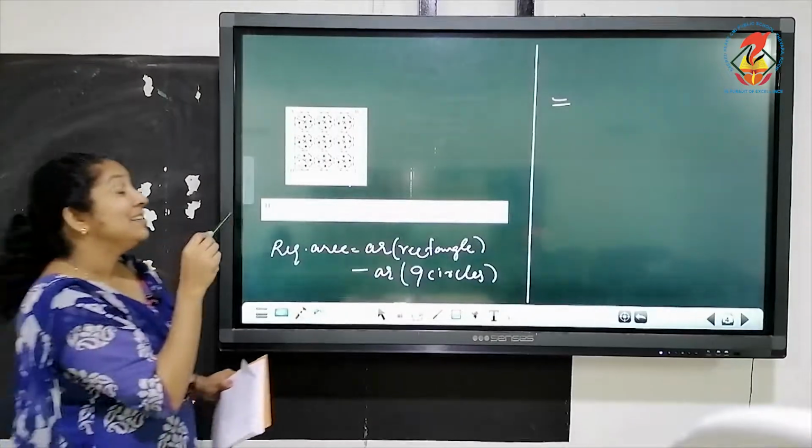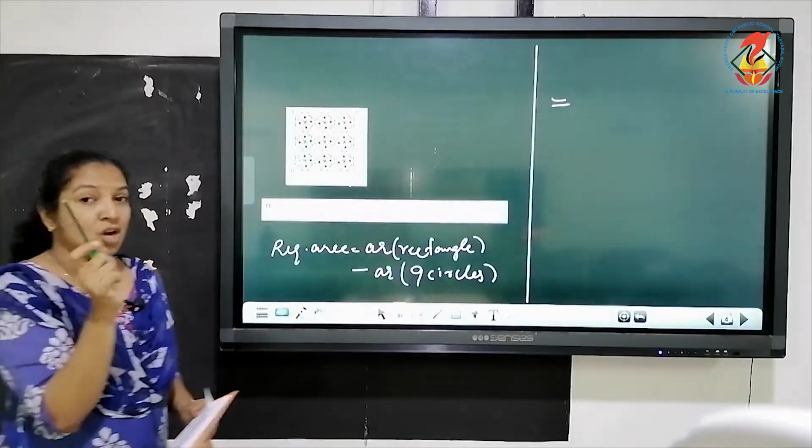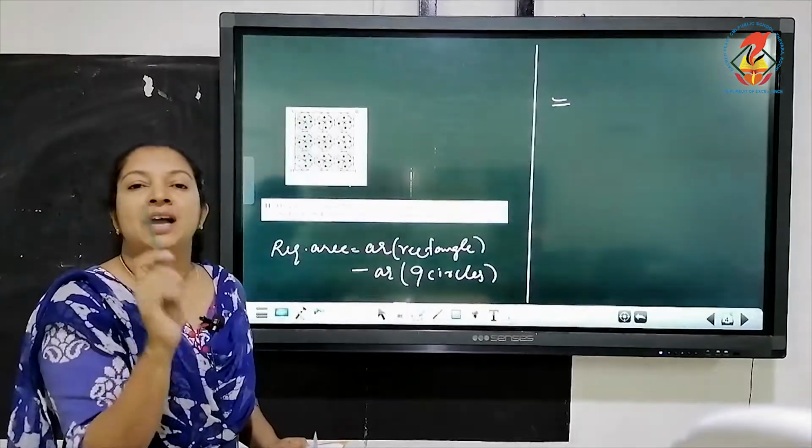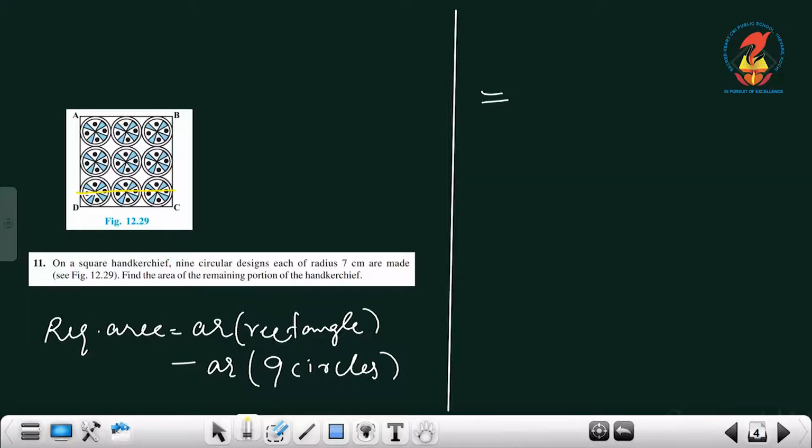I had taken the diameter first as 7. That is wrong. The radius is 7. So, diameter is 14. So, how many times 14? 14 plus 14 plus 14. So, the length is 14 into 3, 42. What about the breadth? Breadth is also equal to 42.